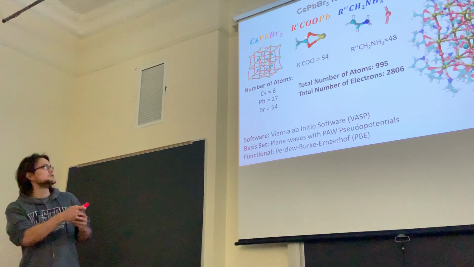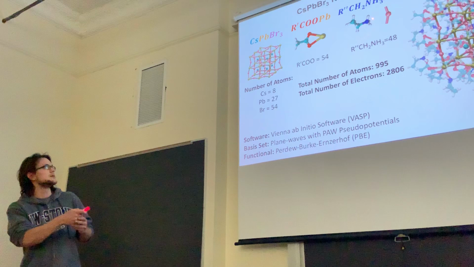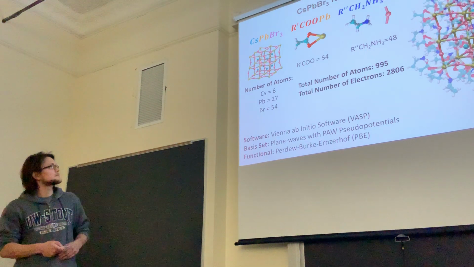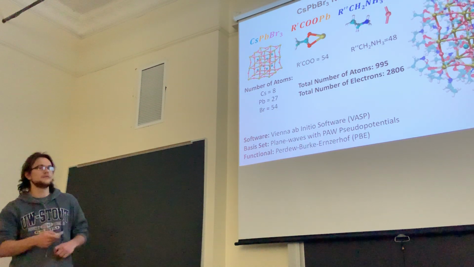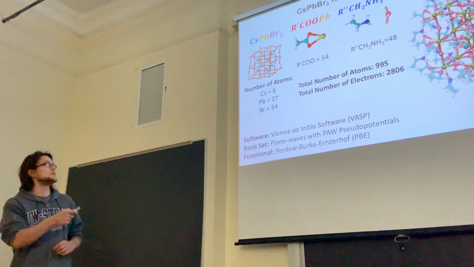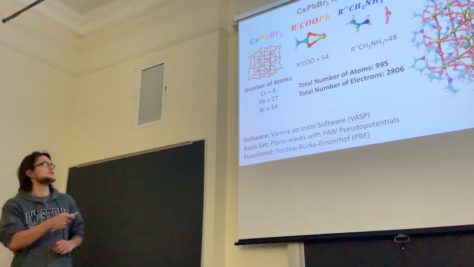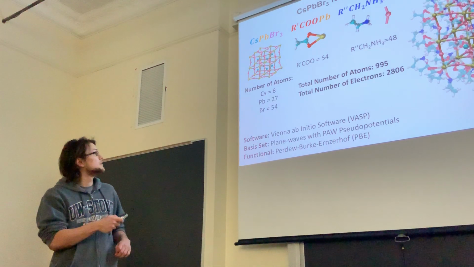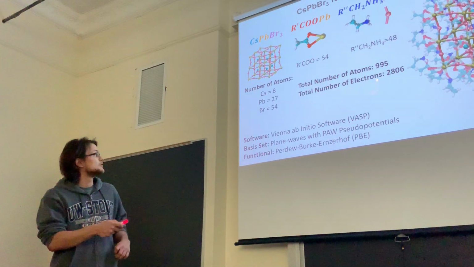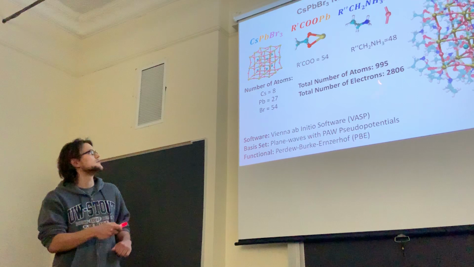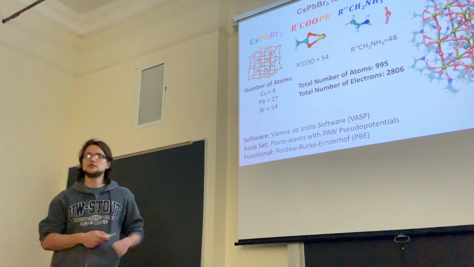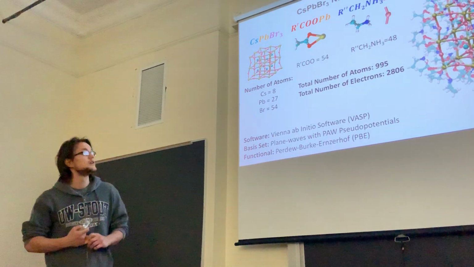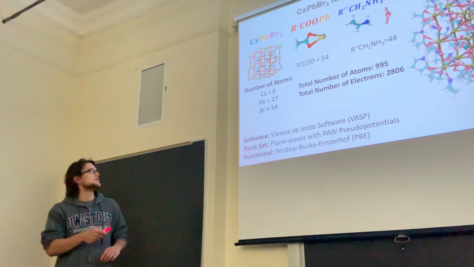certain type of ligand, which counterbalances the charge. And same for the bromides. These ligands correspond to what's seen experimentally, so this would be oleic acid and oleylamine if you do experiments. We have a total number of atoms of about 1,000 and 2,800 electrons, so it's a very massive model. It takes quite a bit of computational power.